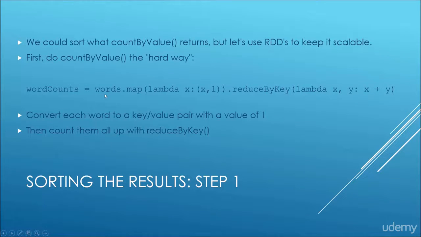So that has the same effect as count by value, except the result gets stored in a new RDD called word counts instead of a Python object that we need to then manipulate. Make sense? If not, hit pause, stare at this some more. Like I said, it's a very similar trick to what we did in an earlier example, so hopefully that makes a lot of sense.